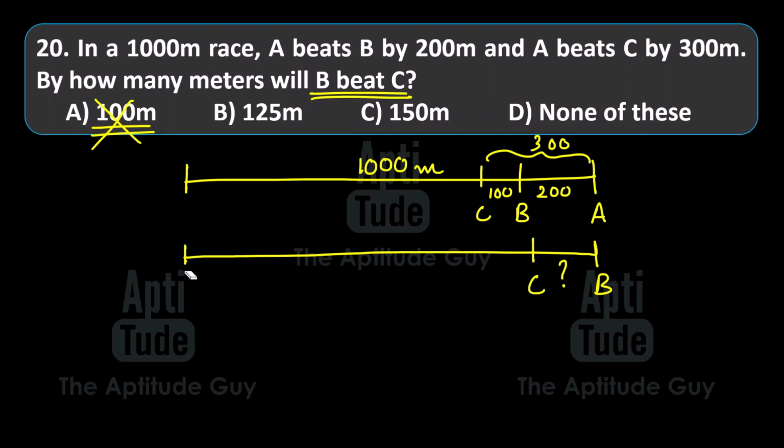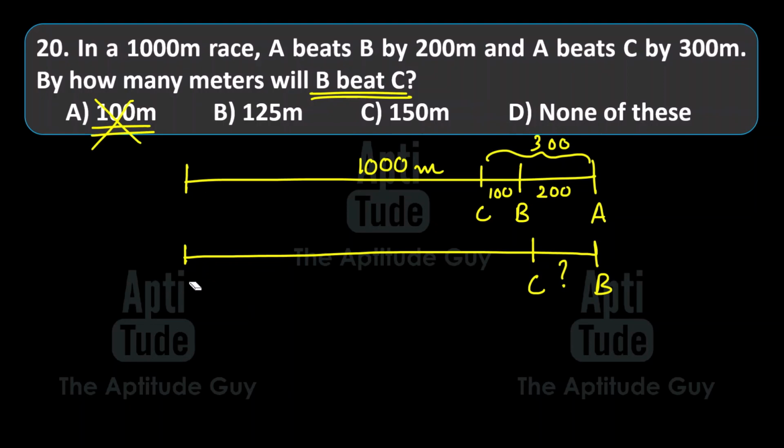That means B started the race and C is right here. And then when the difference between them was 100 meters, C started moving at the same speed as B. And then throughout the journey, the difference between them was 100. That doesn't make any sense.